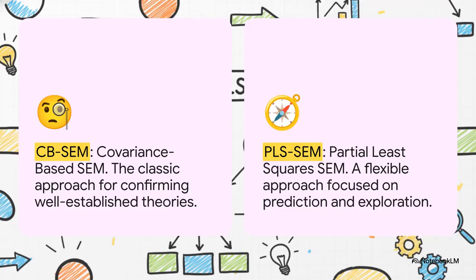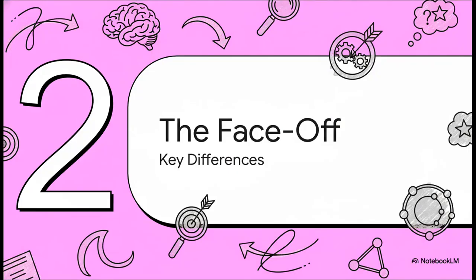Now, inside this big SEM family, there are really two main branches, kind of the two heavyweights in the ring. You've got covariance-based SEM, or CB SEM, and the star of our show today, partial least squares SEM, or PLS SEM. They both get the job done, but, and this is crucial, they have fundamentally different philosophies about how to do it. So how in the world do you choose between them? Well, it all comes down to understanding what makes each one tick. We got to look past the nitty-gritty technical details and really focus on their core goals, what each method is fundamentally trying to achieve with your data.